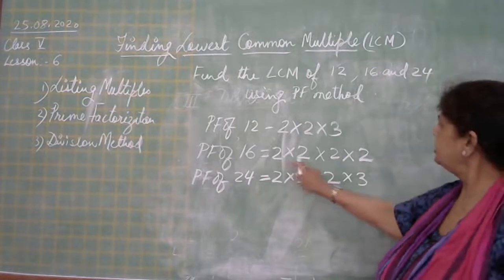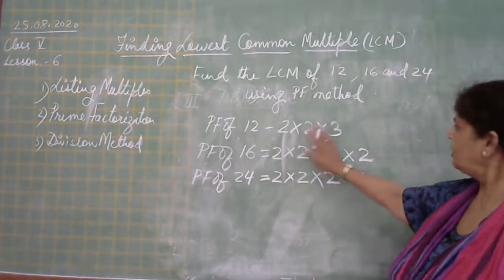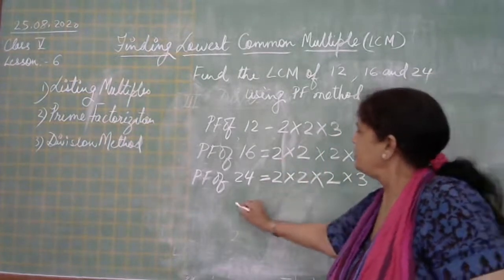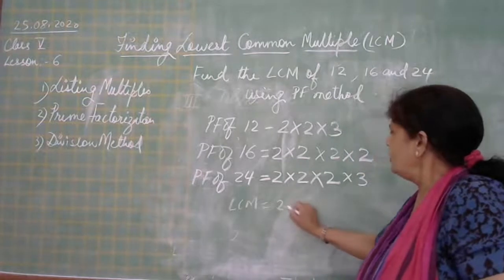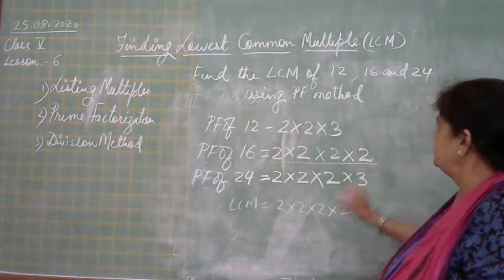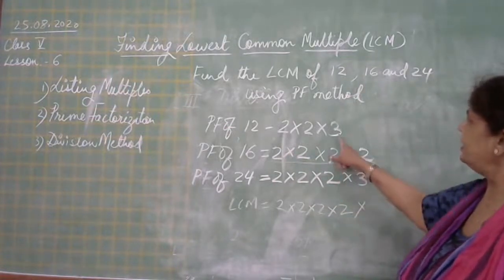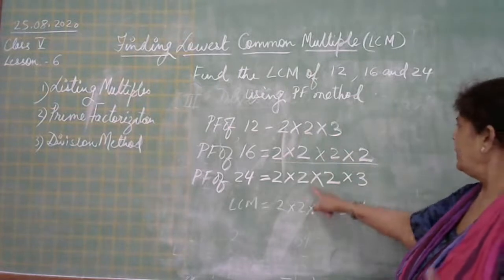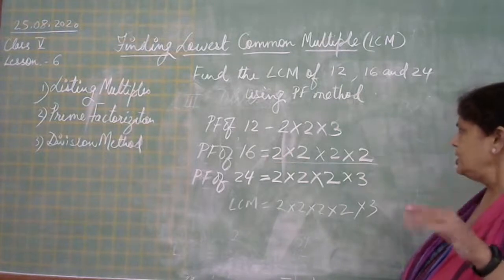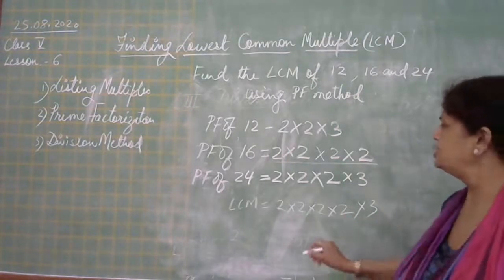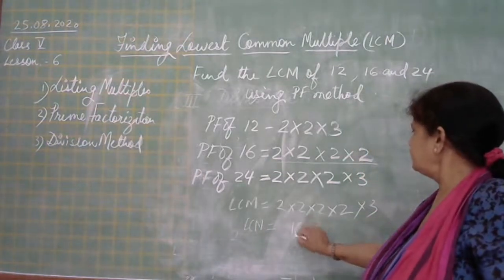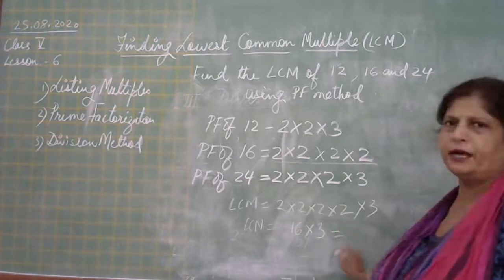So, children, where do you see the maximum 2s here? Here also you can see only 2s and 3s are there. And maximum 2s are here. So you can write LCM as 2 multiplied by 2 multiplied by 2 multiplied by 2 because the maximum 2s are coming here. How many maximum 3s are coming, children? Here you have only 1 and in this also you have 1. So we have only one 3 and that is the maximum, right? So you can multiply these numbers to get the LCM. What do you get? This is 16 and 16 multiplied by 3.